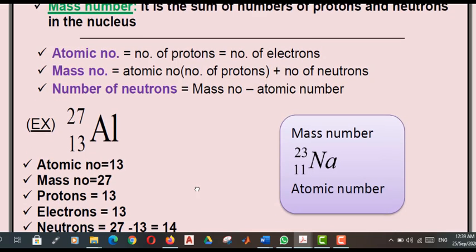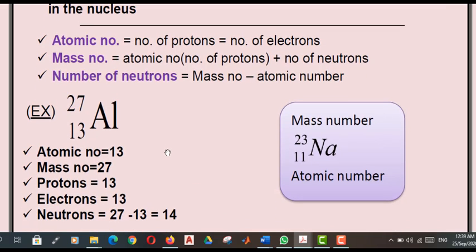Here in this example, we will see how we can get the atomic number, the mass number, the number of protons, the number of electrons, and the number of neutrons. To get the atomic number, we look at the symbol of the element. Here, aluminium has 13 and 27. The smallest number represents the atomic number, so the atomic number equals 13. What about the mass number? It's the largest number, 27, so the mass number equals 27.